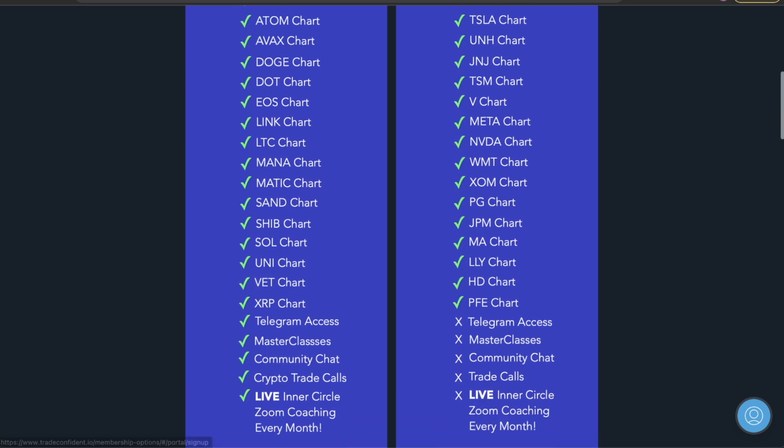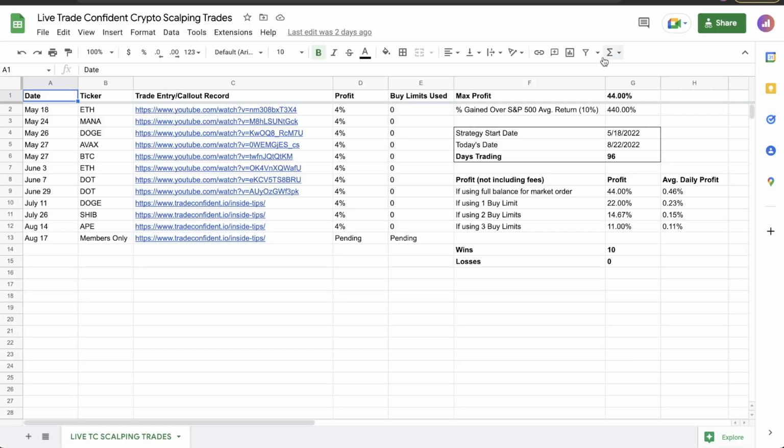We're also calling out scalping trades. We're currently 440% more than the S&P 500, and we are doing very well trading crypto right now.